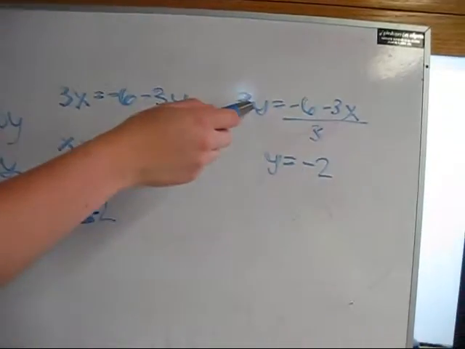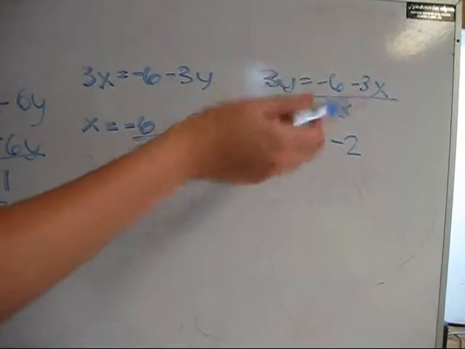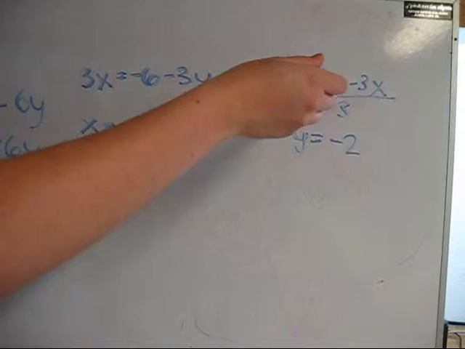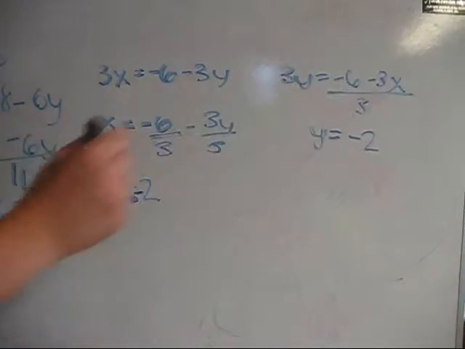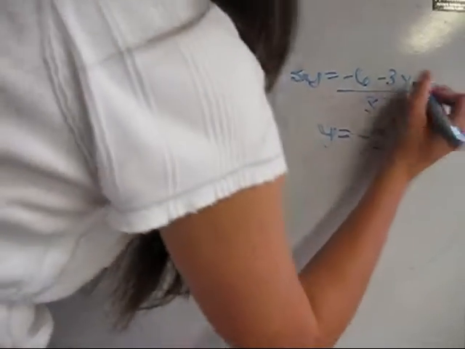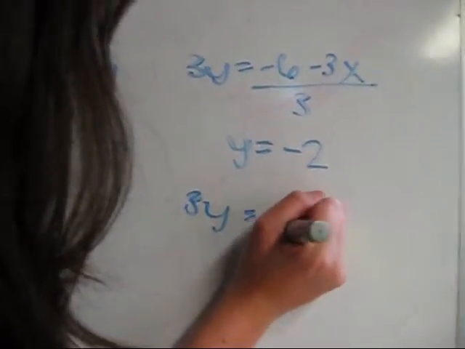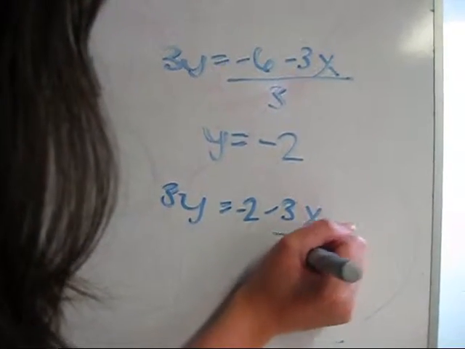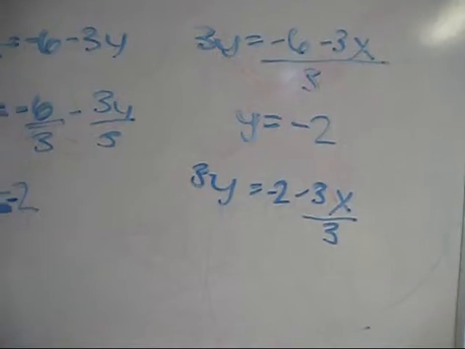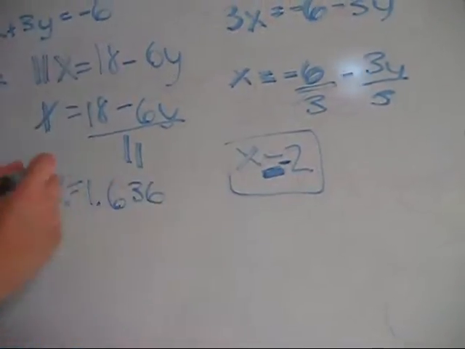And here it is the same. We're going to pass the number 3 down, and we're going to divide by these numbers, and it's going to be the same because negative 6 divided by 3 is going to be negative 2. You only put it like this: 3y equals negative 2 minus 3x divided by 3, and that's the answer. These are the answers for each one of the problems.